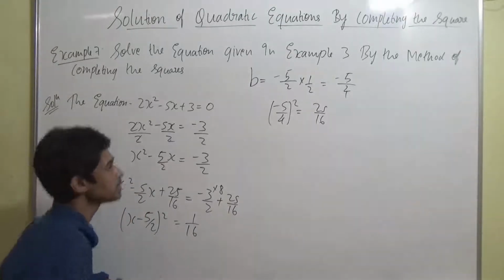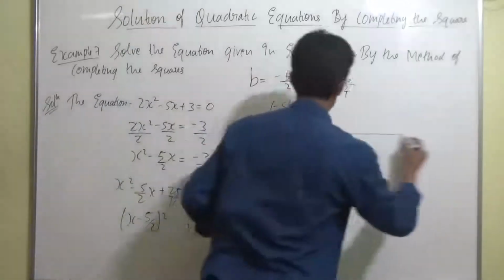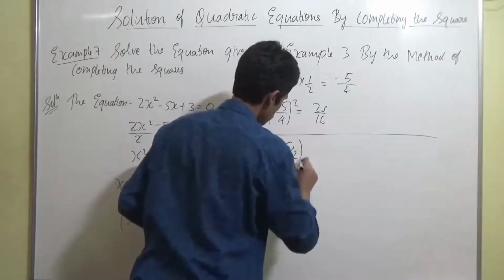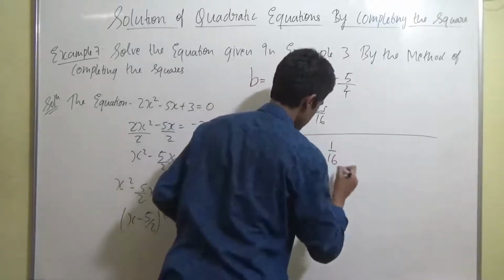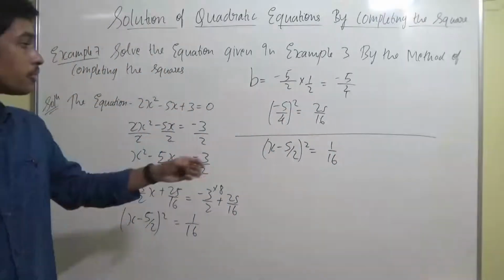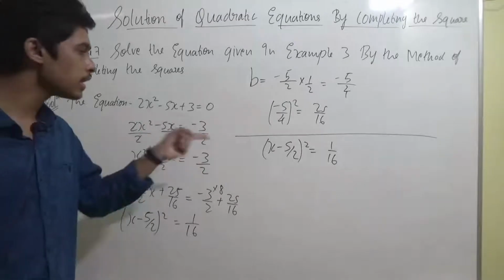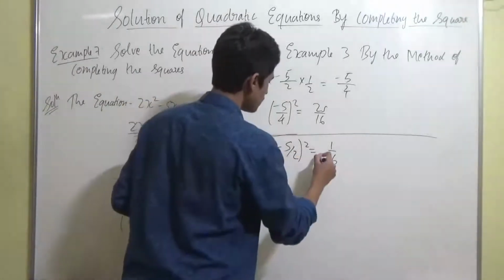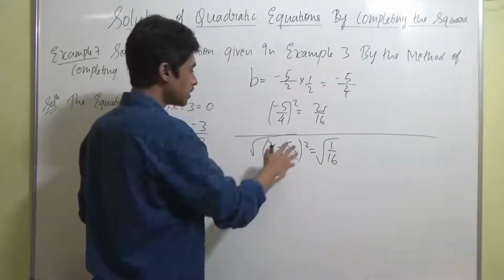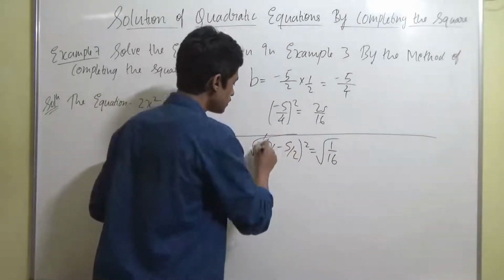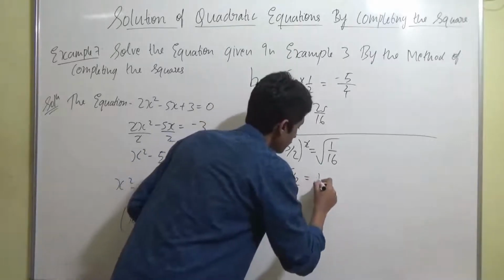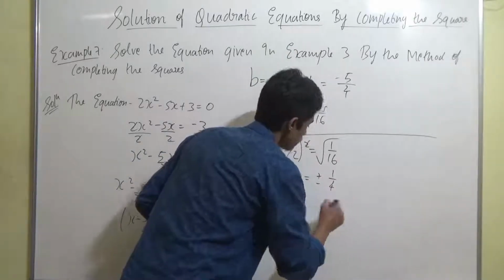Now we can solve this. I'll do it here now. x minus 5 by 2 the whole square equal to 1 by 16. Getting it, guys? Now if I take the root both the side, now I can take the root both the side, right? Because both are like square terms. Now this root and the square will get cancelled. This will become like x minus 5 by 2 equal to plus or minus 1 by 4.